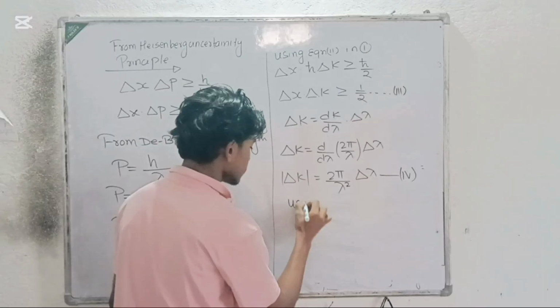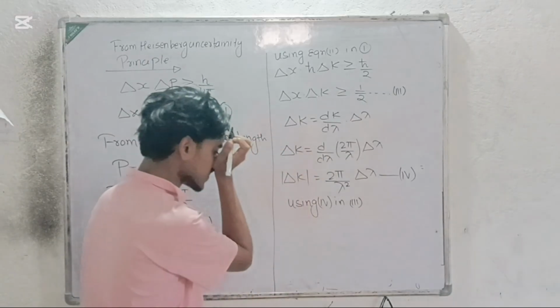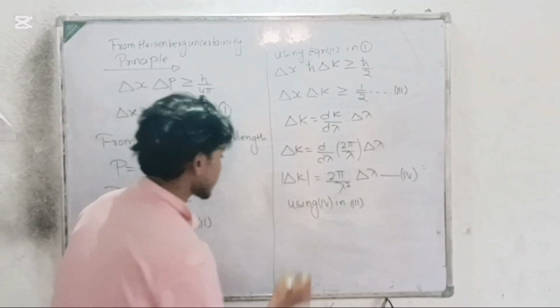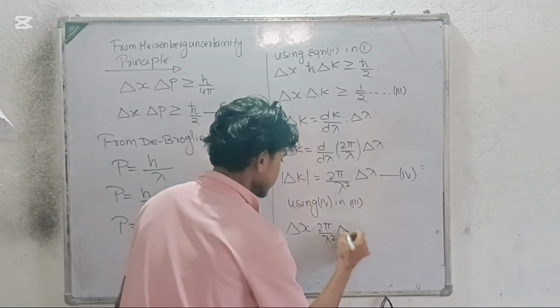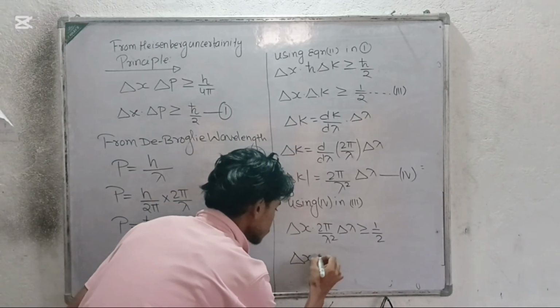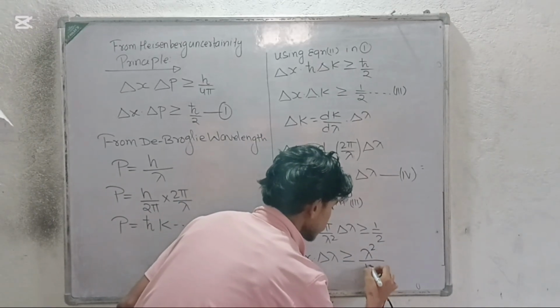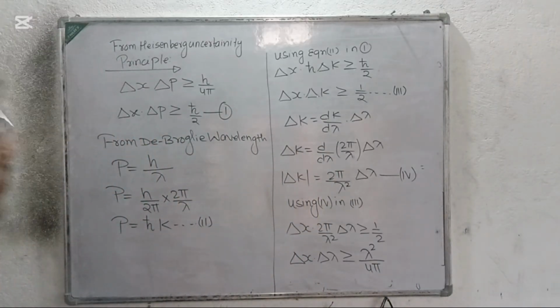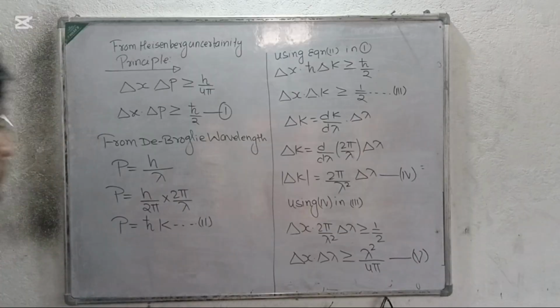So I am using equation number 4 in equation number 3. What would I get? I will get delta x into 2 pi over lambda squared delta lambda is greater or equal to 1 by 2. So I get a new relation: the position-wavelength uncertainty of a particle is always greater or equal to its wavelength squared over 4 pi. So this would be my equation number 5.